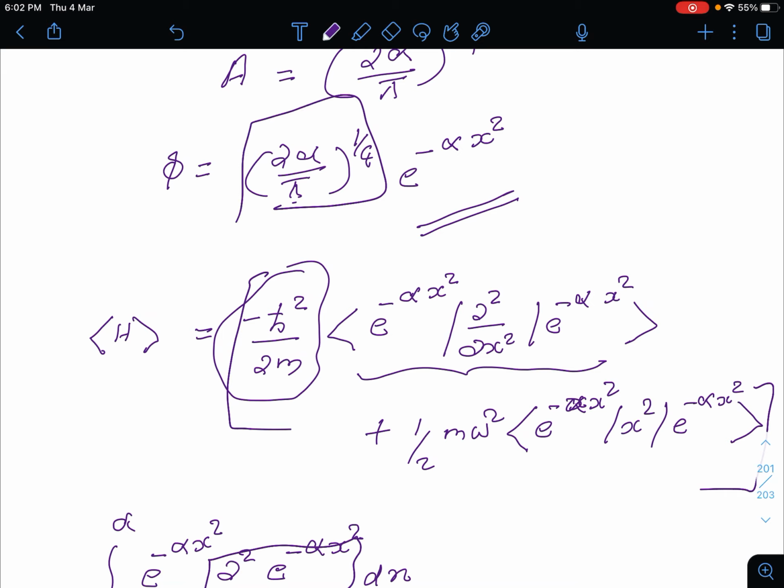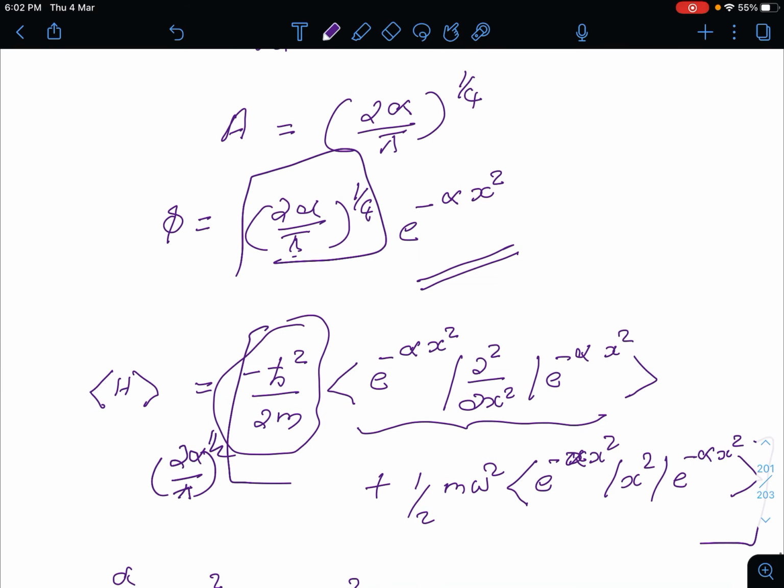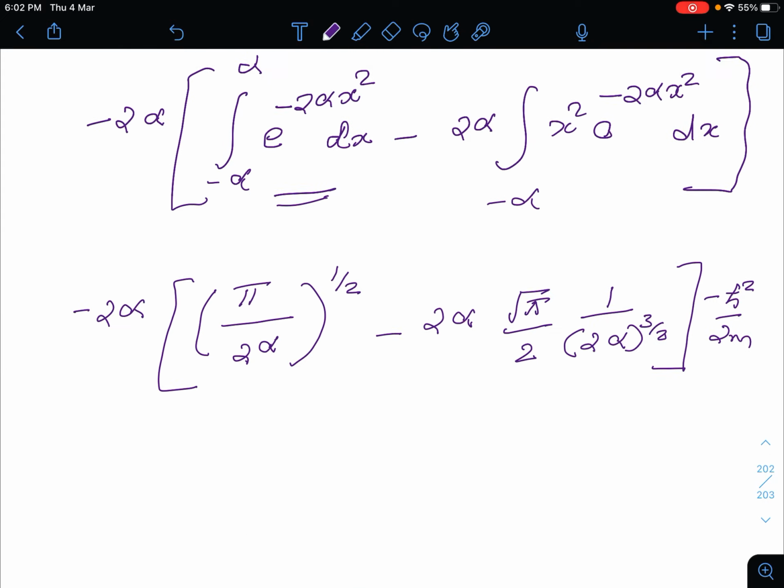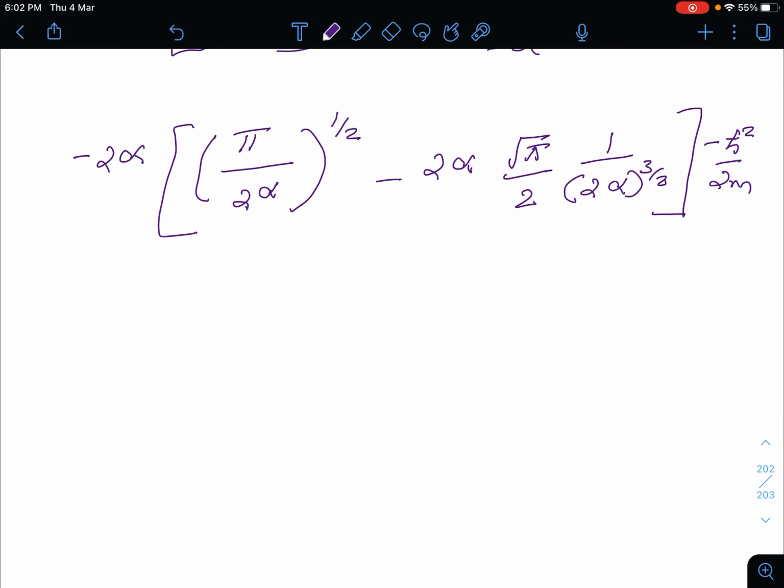So what is that normalization constant? 2 alpha by pi all raised to half. That I forgot. That should be there, no? Sorry, every time we miss something. 2 alpha by pi all raised to half into minus 2 alpha. So when I multiply this, this is the exact reverse of that, I mean 1 by that. So that gets cancelled. So this entire term is minus 2 alpha. Okay.